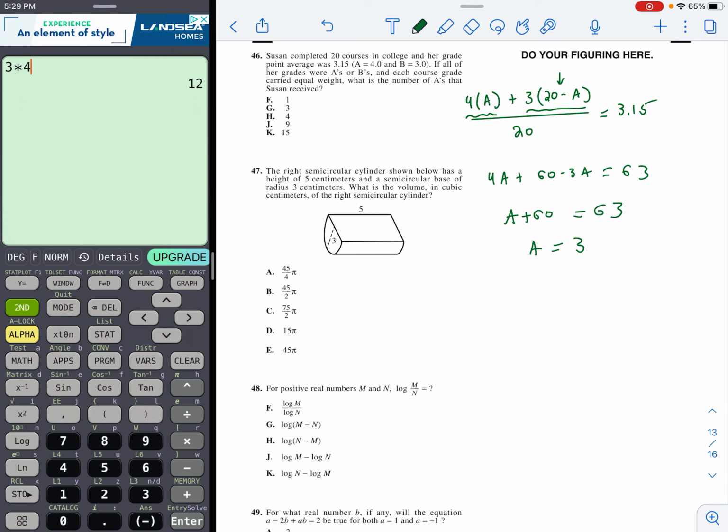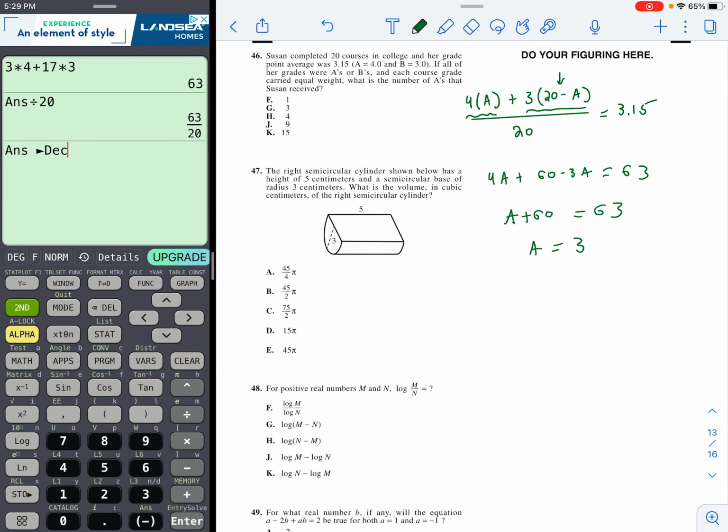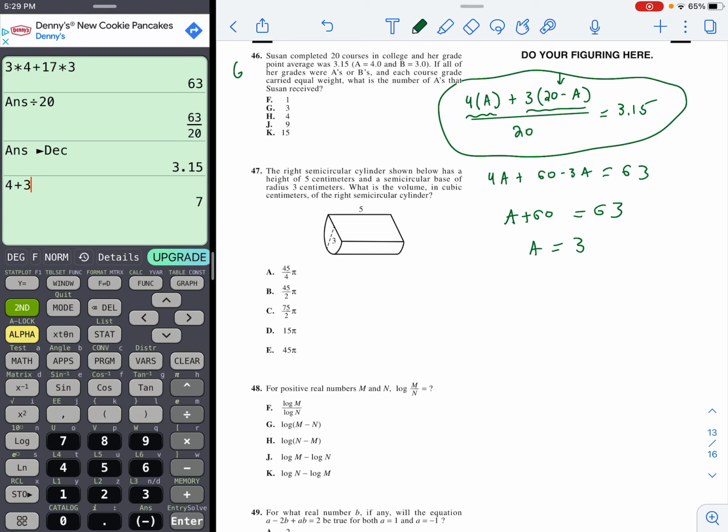Let's check that answer. 3 times 4 plus 17 times 3. That gets us a GPA points total of 63. Divided by 20 courses, you get 63 over 20, which is in fact 3.15. Once again here though, if this didn't immediately occur to you, this is still a pretty quick one to plug in. Just for example, if she got 1 A, you'd have 4 times 1 plus 3 times, you just have to do the 20 minus the number there part on your own.